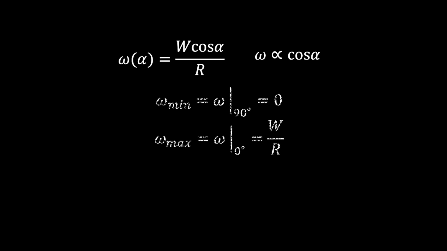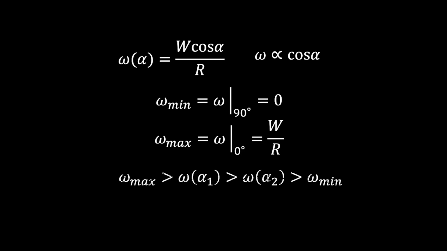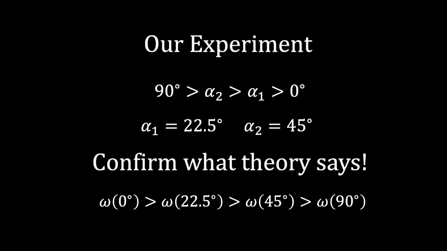So omega is proportional to the cosine of alpha, which then should hold in both theory and in trial. The left equation is not that accurate experimentally, though, due to leakage and frictional forces. Regardless, we have upper and lower bounds at 0 and 90 degrees. This gives us the following relations. From this, we carry out an experiment. Experimentally, we'll use two intermediate angles of 22.5 and 45 degrees, so we can confirm what theory is telling us.